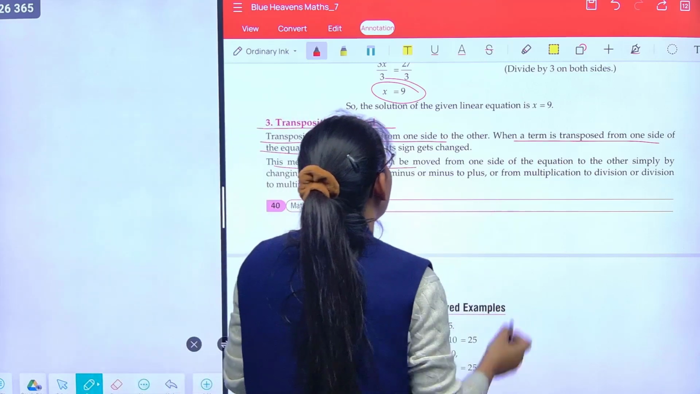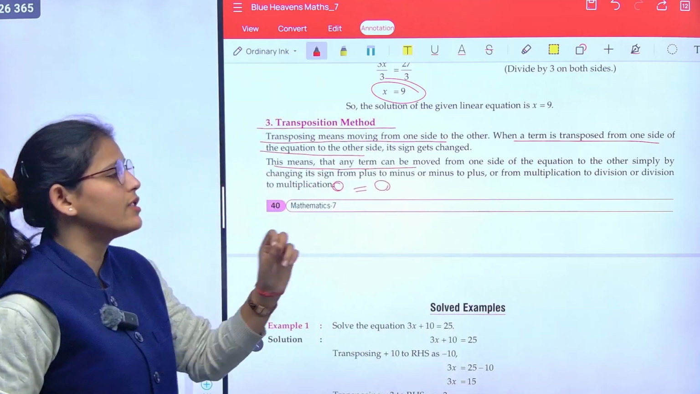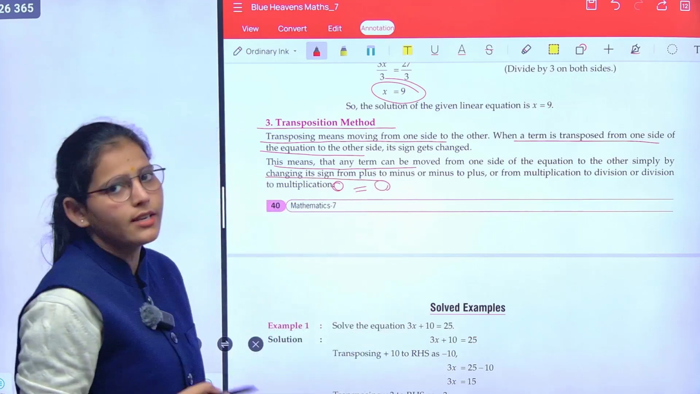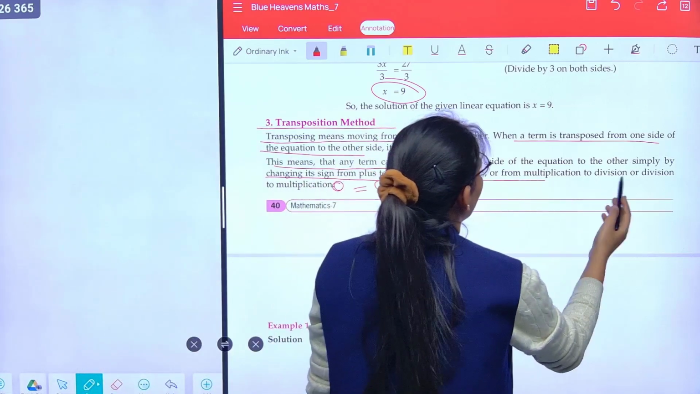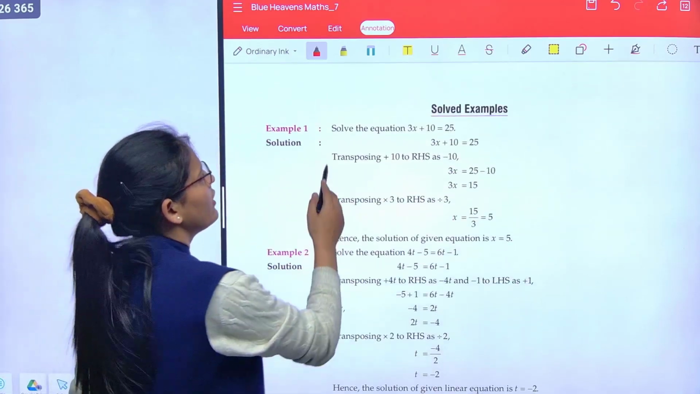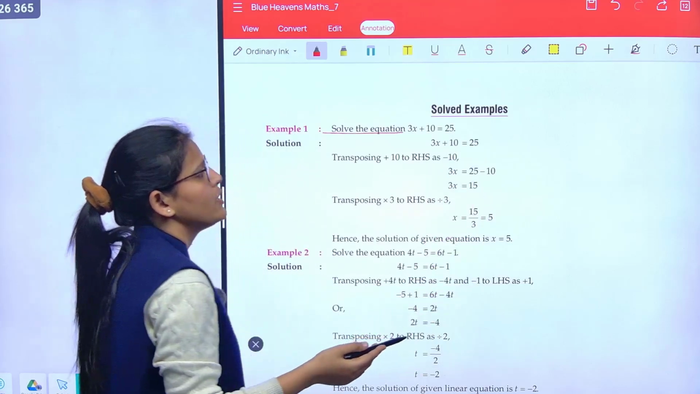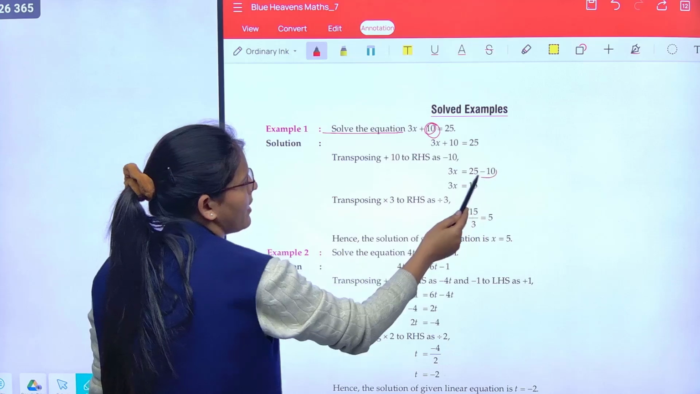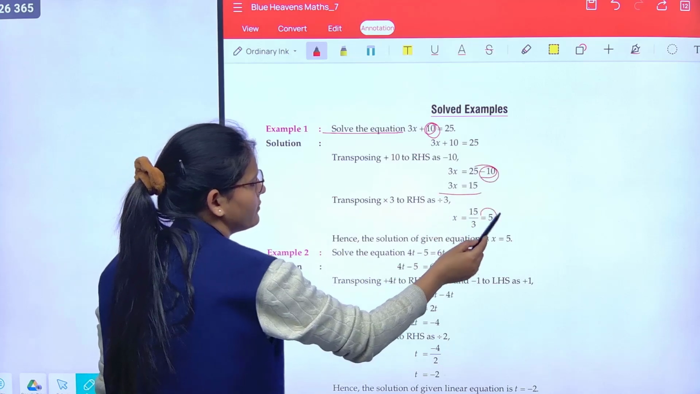This means that any term can be moved from one side of the equation to the other simply by changing its sign from plus to minus or minus to plus, or from multiplication to division or division to multiplication. Yes class, solve the equation 3x plus 10 is equal to 25. क्लास, यहाँ पर ये क्या है, 10 है, प्लस का यहाँ पर क्या होकर क्या हो जाएगा, माइनस. So x is equal to 5.